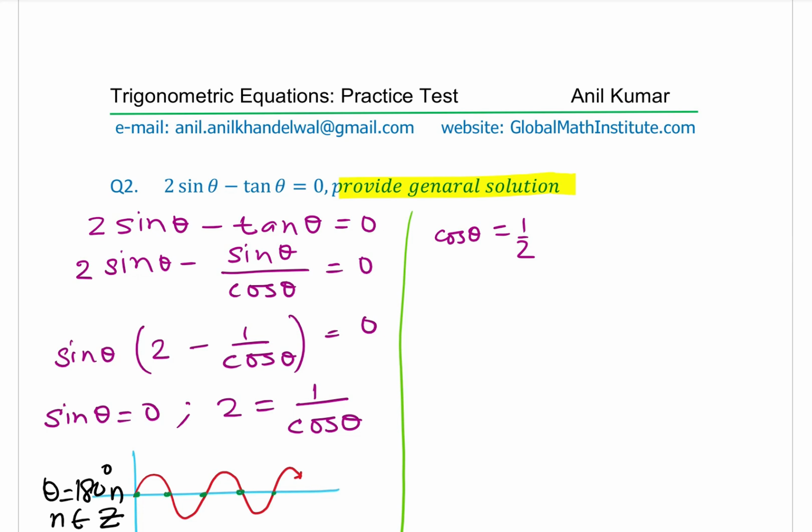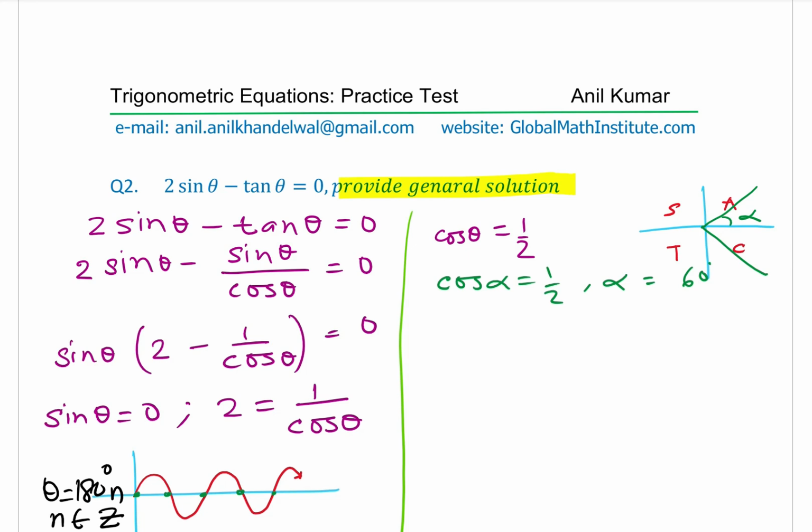Cos theta is positive half. Which quadrant are we looking into? We can apply the CAST rule. So cos is positive in quadrant 1 and in quadrant 4. So we expect the solution in these two quadrants. Let's find the acute angle alpha. So we can write this as cos alpha equals half, which is also one of our solutions. And alpha is 60 degrees, right?